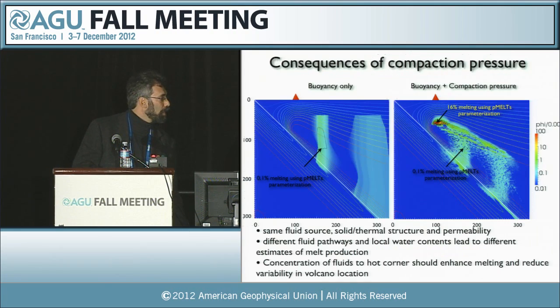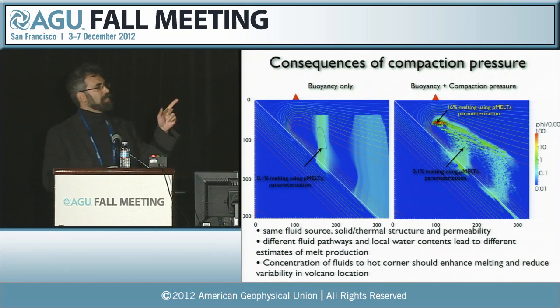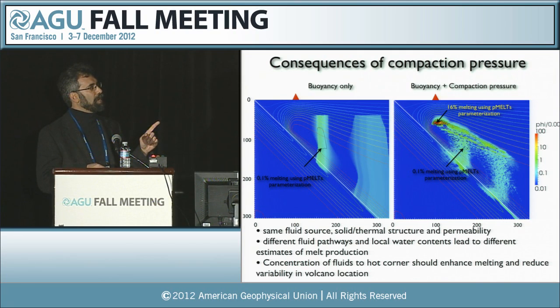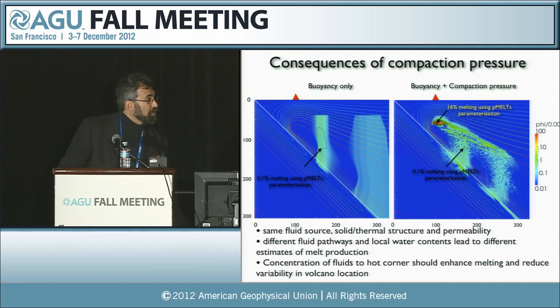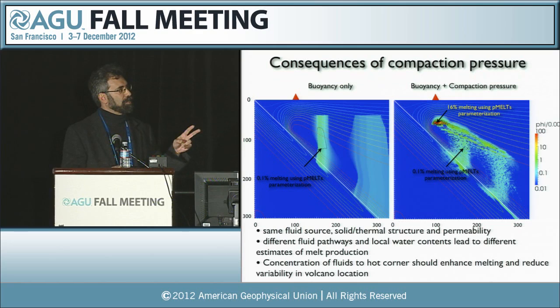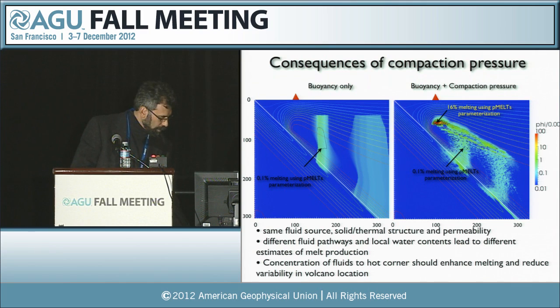All right, so this is the same model with one difference in the physics. In terms of degree of melting, it's about 16% melting using that parameterization, and how conveniently right underneath the volcano. Now, this is my best one right now. But the other thing is this physics has two things. It concentrates fluids and changes the local bulk water content to actually push it up to allow more wet melting.